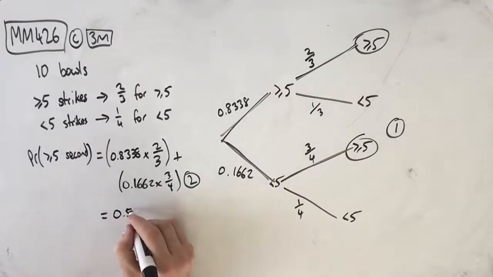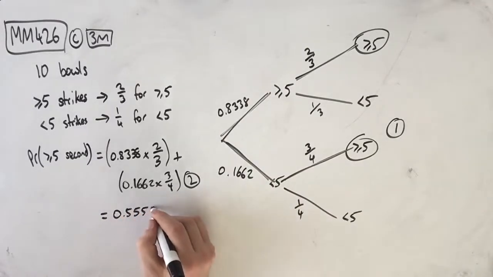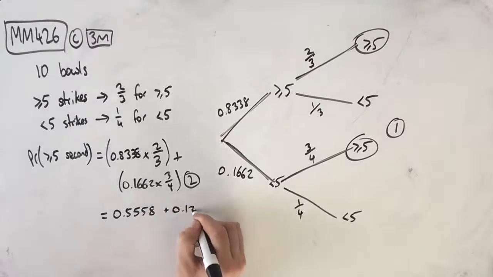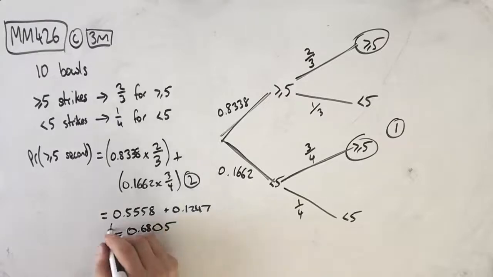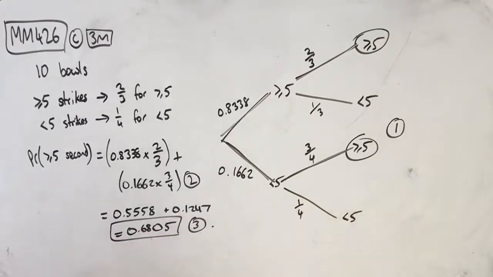Then we can use our CAS to find this. So 0.5558 plus 0.1247. And this is equal to 0.6805, which is our third and final mark. So guys, that's it for part C. Let's move on to part D.